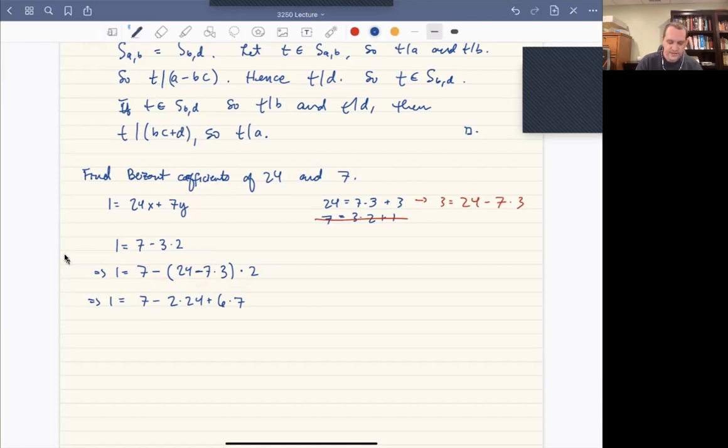And then if I add 7 plus 6 times 7, I get 1 is equal to 7 times 7 minus 2 times 24. And so one example of Bézout coefficients here would be x equals negative 2 and y equals 7. Okay, and that's going to be very useful for us.